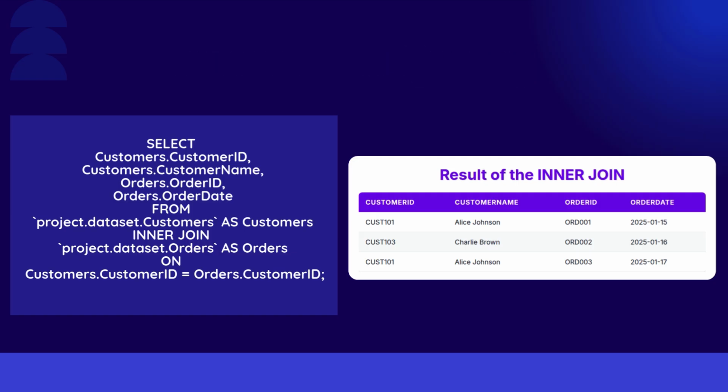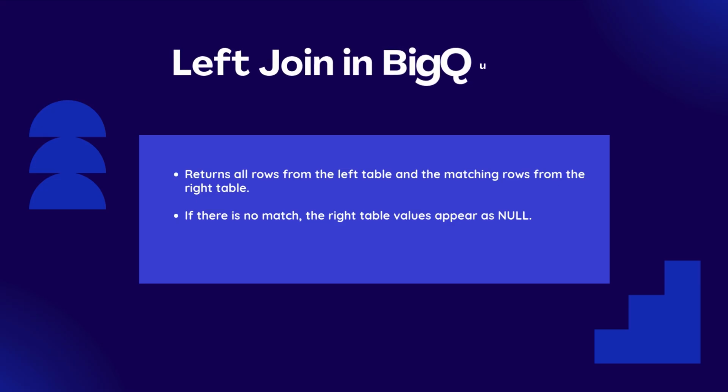First, let's talk about the left join. A left join returns all the rows from the left table, in our case, the customers table, and then brings in matching rows from the right table, which is the orders table. If a customer does not have any matching order, the order details will simply show as null. For example, if we have a customer named John who hasn't placed any order, with a left join John will still appear in the results, but the order columns for him will be empty. This is useful when we want a complete list of all customers, regardless of whether they've made a purchase or not. The query in BigQuery looks like this.